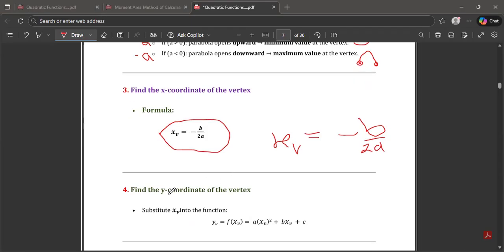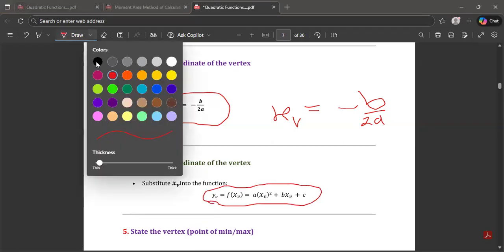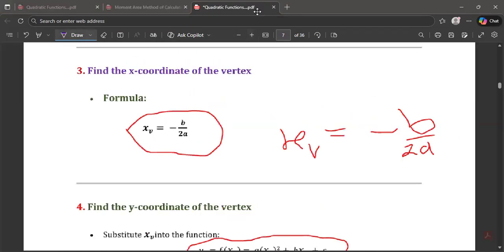So secondly, after finding that, you also have to find the y coordinate of the vertex. By doing that, you have to substitute your x at v into the original function. You can see as it is being substituted into the original function. The original function is what? Can you mention the original function for me?